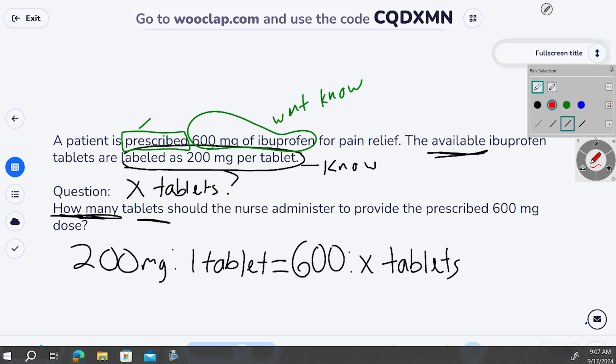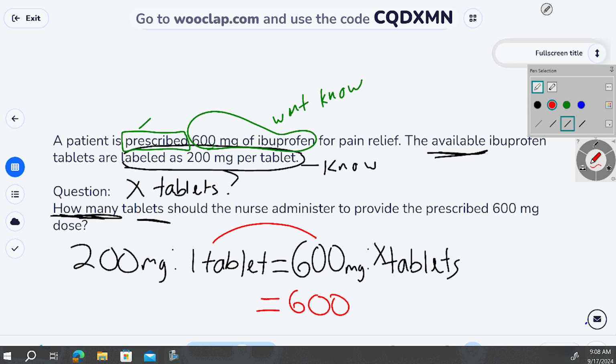So, means first, right? Multiply. 1 times 600 is what? 600, right? 1 times anything is just going to be that number. And notice as I do this, I didn't bring down any units of measurement. I didn't write milligrams here, so I messed up there. Hold on, let me fix that just for posterity. 600 milligrams is to X tablets, okay.